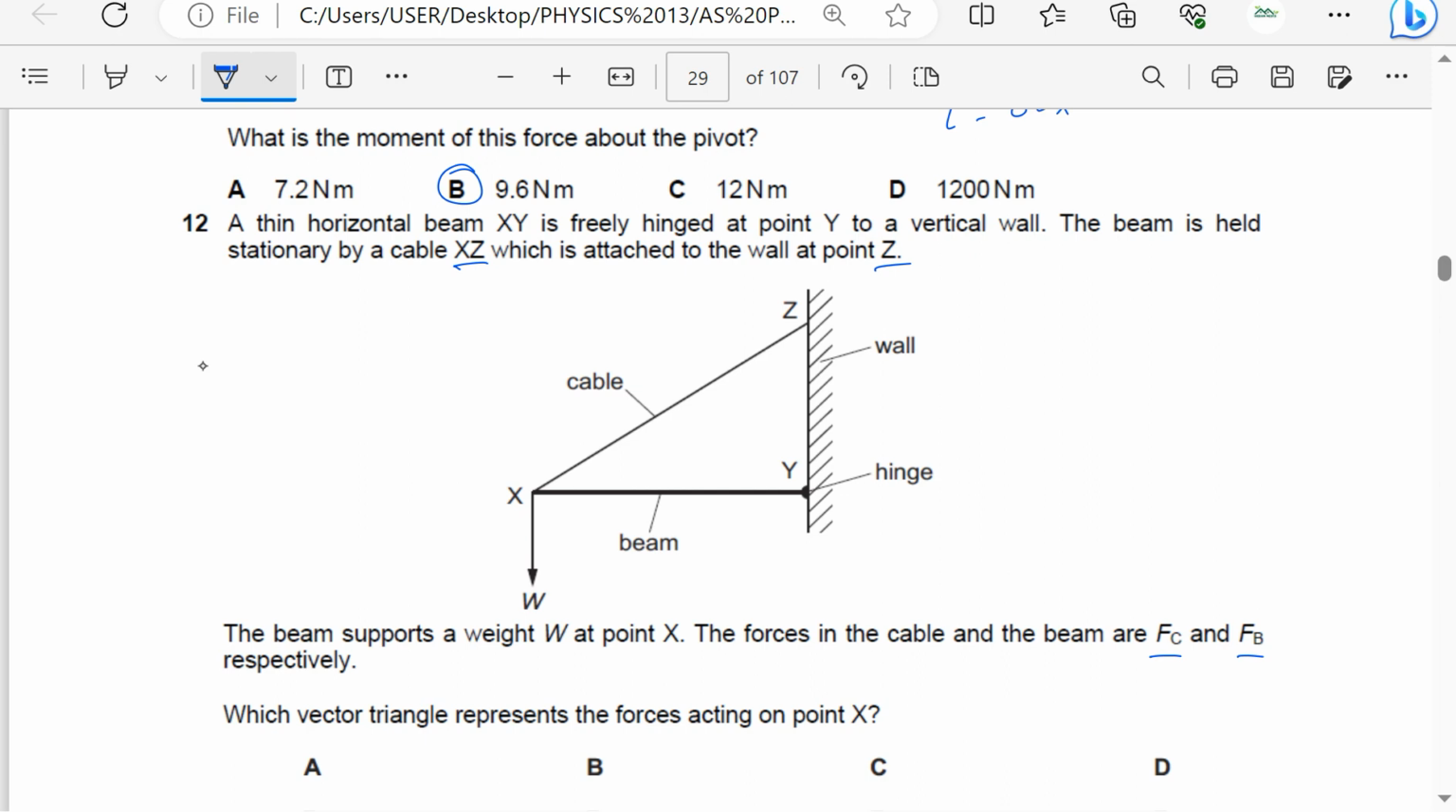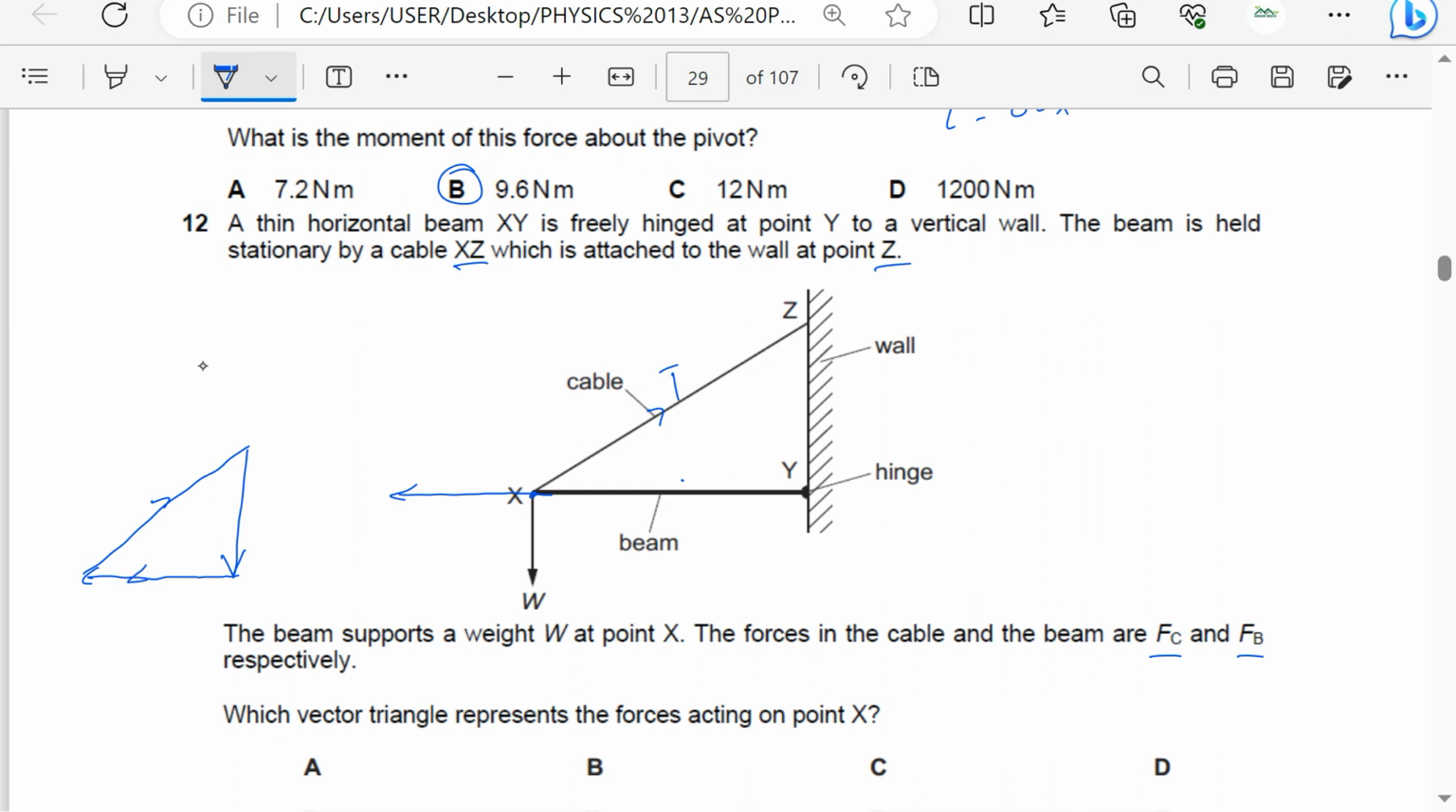Of course, it is horizontal, it is stationary, it is in equilibrium. At point X, we have the weight. There is a force from the hinge which acts in this direction here. And we have the tension in the cable in that direction. If I fix the weight vertically downwards, and on the weight I add the horizontal force from the hinge, then I should add the tension. These three should form a closed triangle if there is equilibrium.